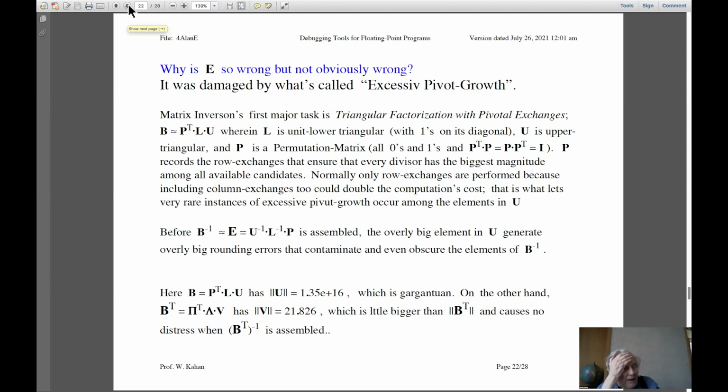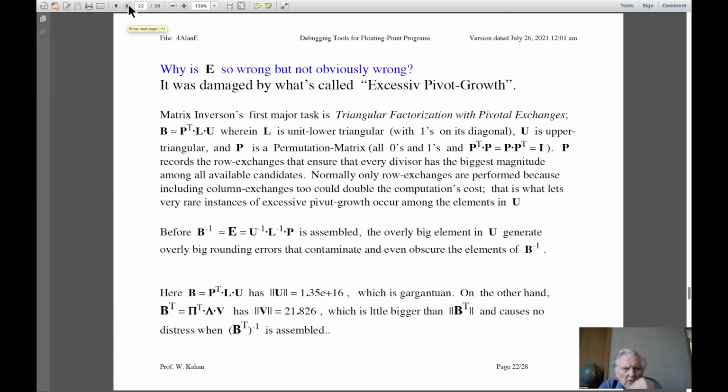Its ostensible condition number is not terribly big. And so if we hadn't done this computation of residuals, we wouldn't know that E was so bad. Of course, you'd like to have an explanation. Well, the explanation is something called excessive pivot growth. And so you can read this. It explains what's going on.